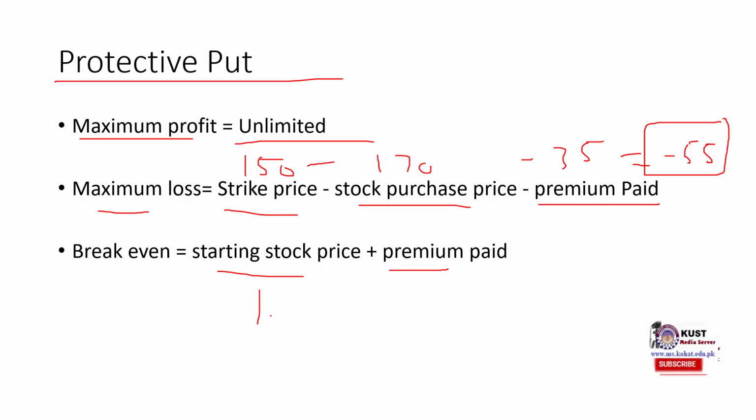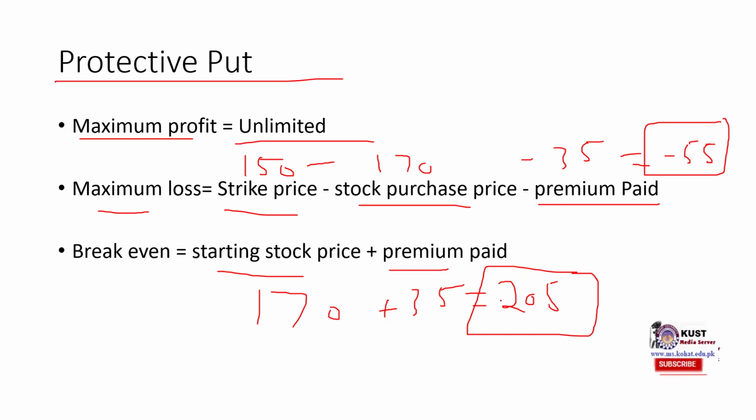The break even would be 170 plus the premium paid, so that would become 205. So if the future spot price becomes 205, then our profit and loss from this protective put strategy would be zero. We would not have any profit nor any loss.